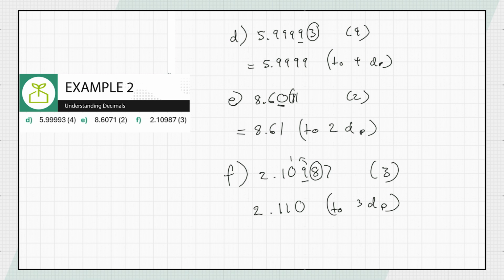Now, because it's to 3 decimal places, we have to include the 0. Under normal circumstances, if we were going to write a decimal value, and it was 2.100000, then we would just drop all of that.